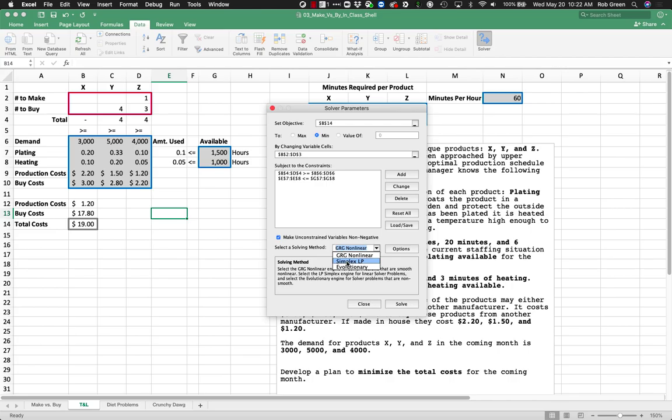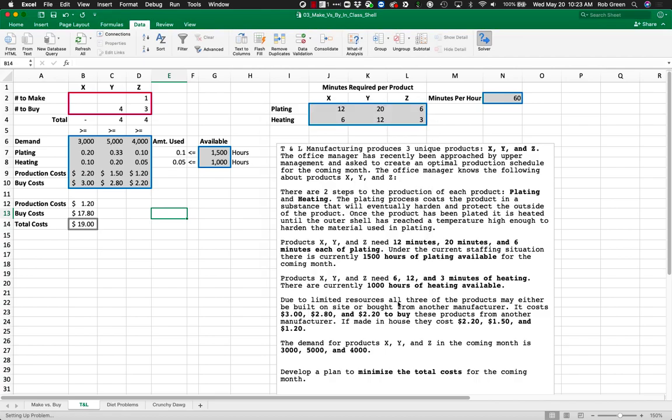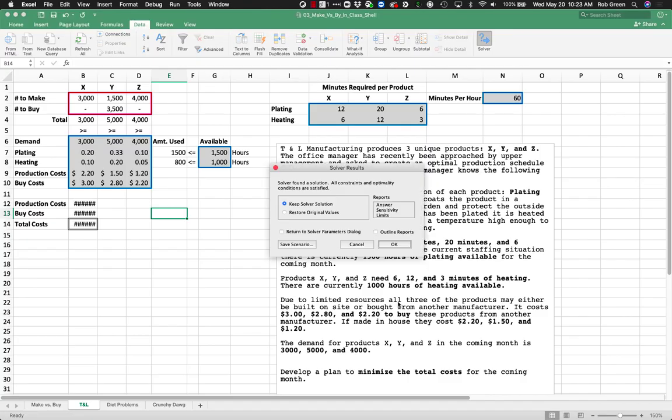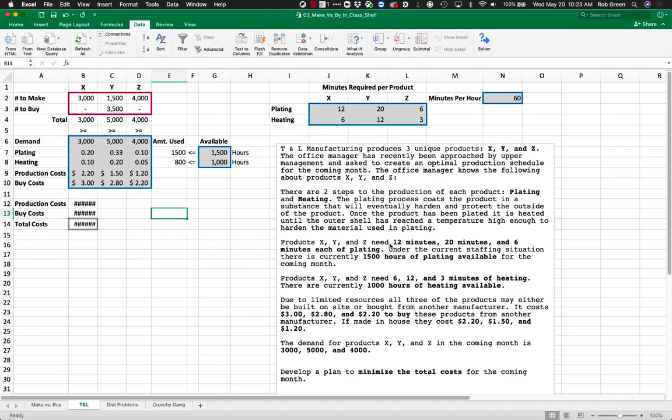I'm going to change this to Simplex LP, and I'm going to make sure that my unconstrained variables are non-negative, meaning my x1, x2, x3, x4, x5, and x6, the values for the number to make of each product and number to buy of each product. We want those all to be positive. So let's hit solve and see what happens. Now it might take a second here. And it comes back, Solver found a solution.